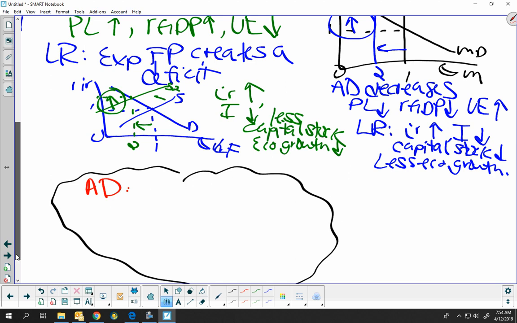Price level, I have no idea. Real GDP, I have no idea. Unemployment rate, I have no idea. So aggregate demand, price level, real GDP, and unemployment rate are indeterminate.